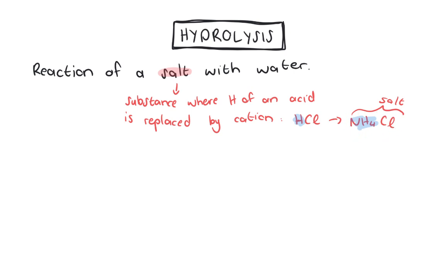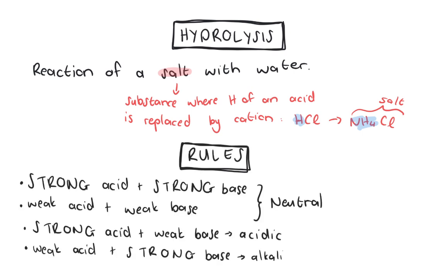But our rules for hydrolysis still apply. We looked at these rules in the video on titration. So if you haven't watched that video, please go have a look at that one. And the same rules apply. If I have a strong acid and a strong base, I will have a neutral solution. If I have a weak acid and a weak base, I will have a neutral solution. If I have a strong acid and a weak base, I will have an acidic solution. If I have a strong base and a weak acid, I will have an alkali solution.